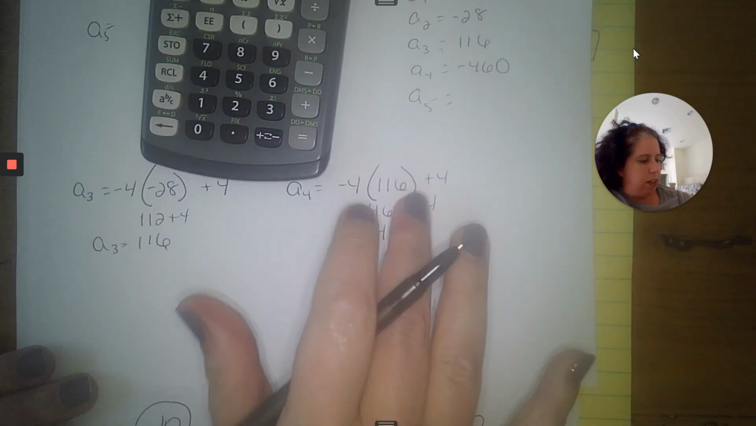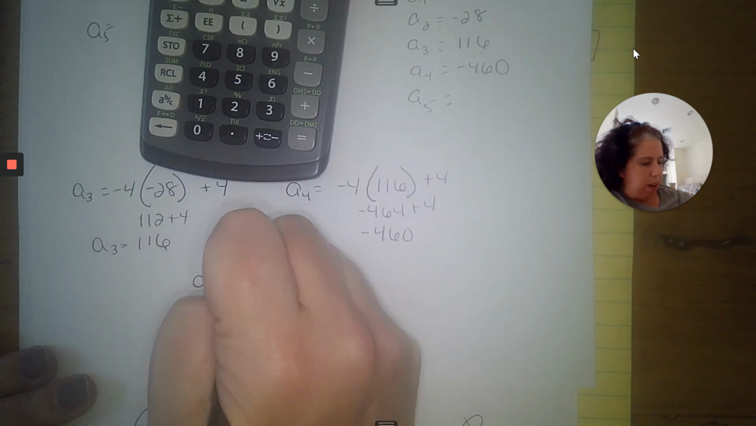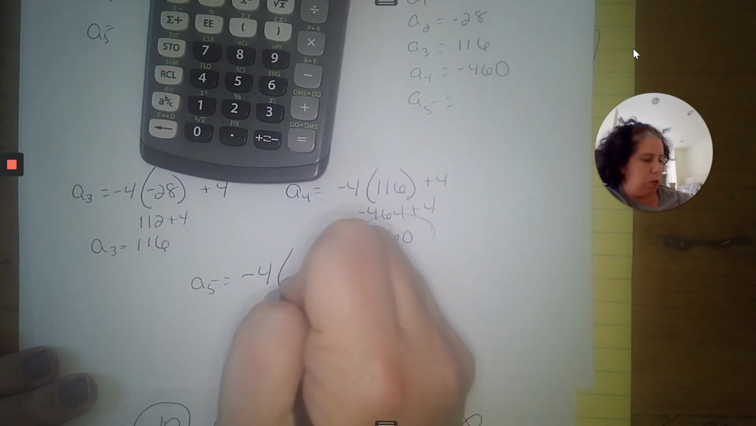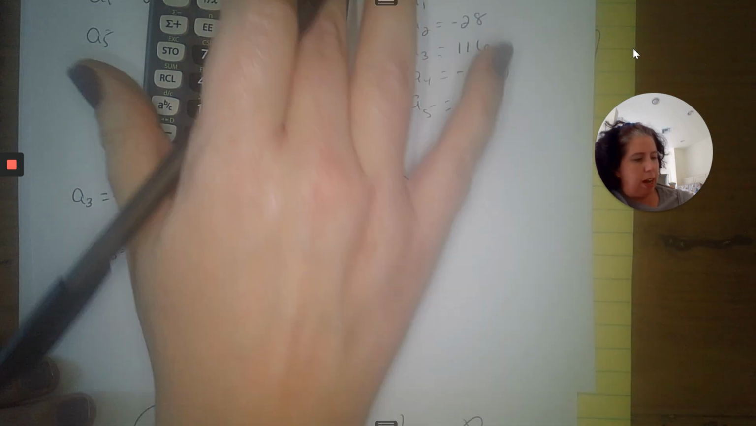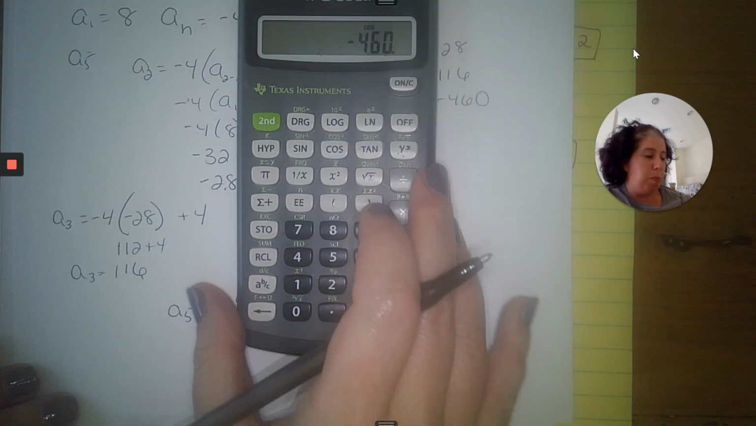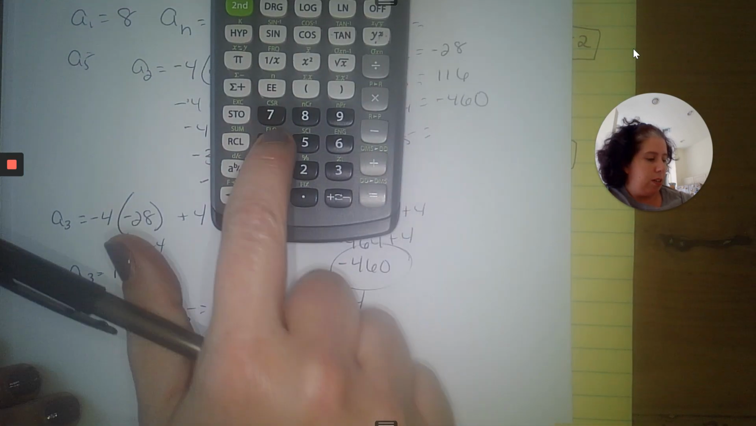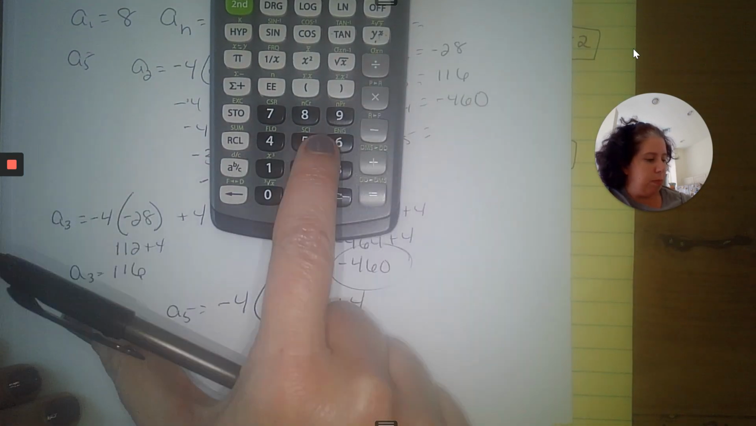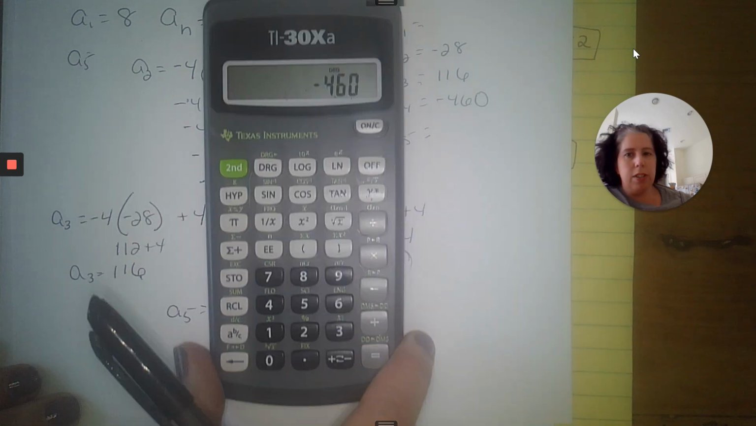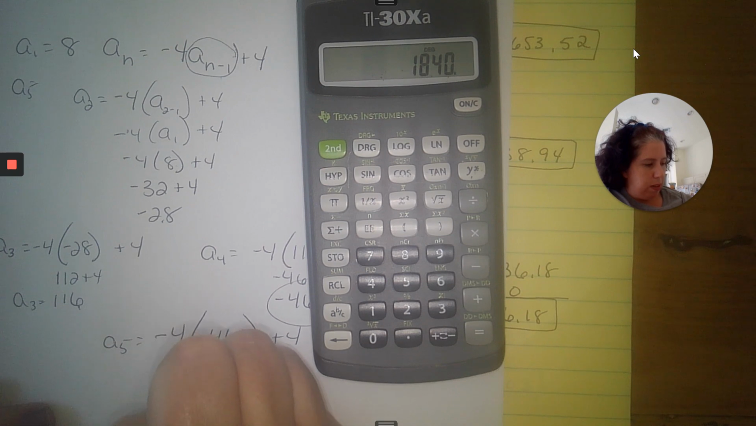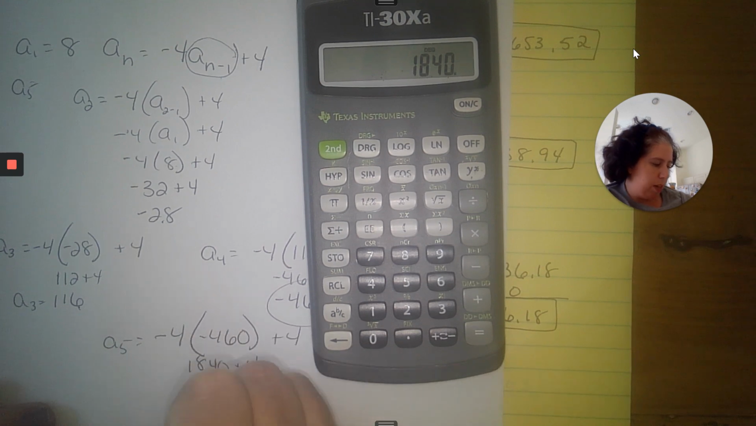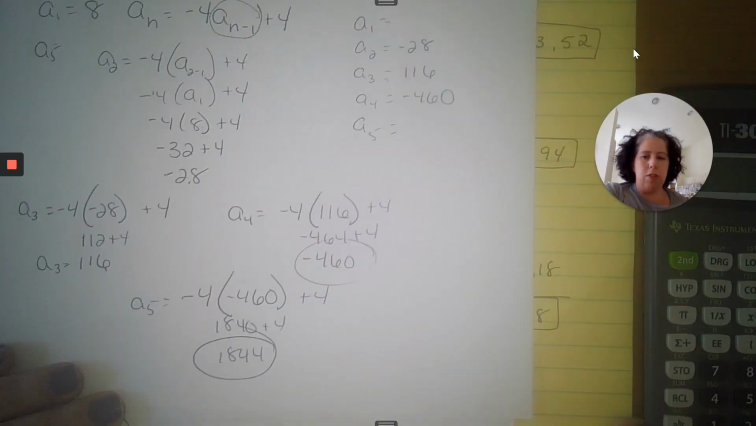Okay, then you still got to do A5, right? So A5 is negative 4 times the previous term, so negative 460, and then plus 4. Now you got to be careful on these guys, because if you mess one of them up, you're going to mess them all up. So negative 4 times negative 460, right, equals, so that's positive 1840, then plus 4 is 1844. So that should be our term 5.